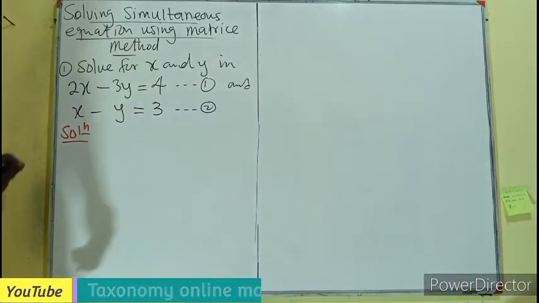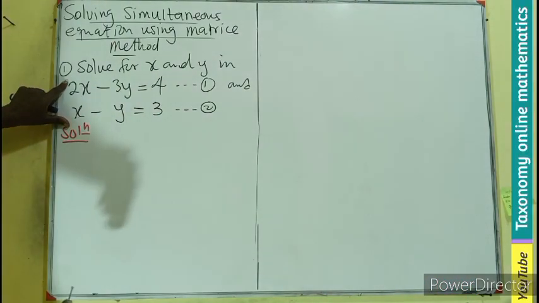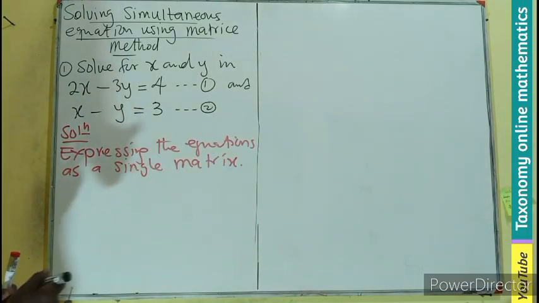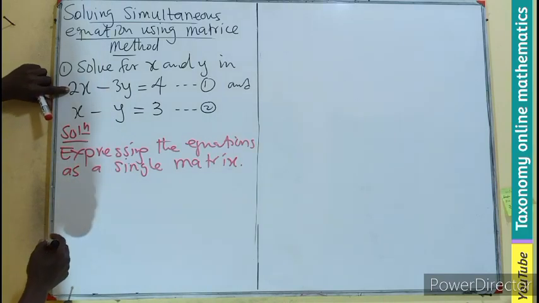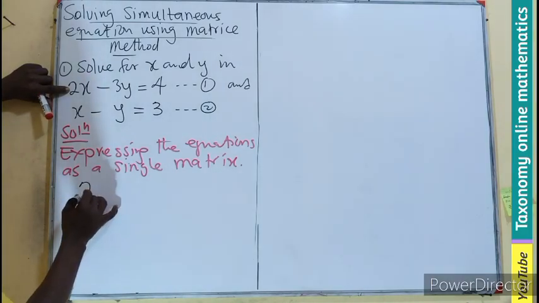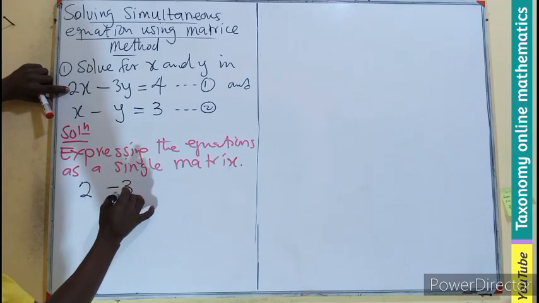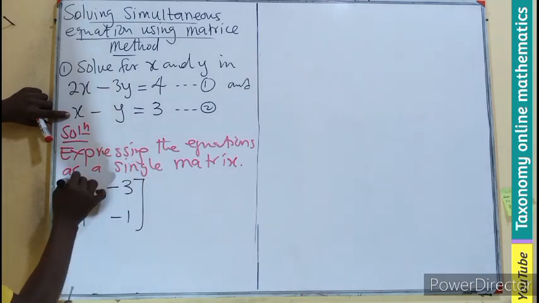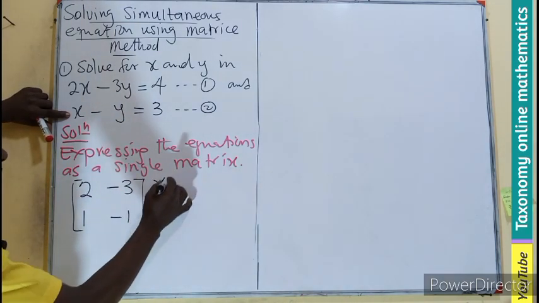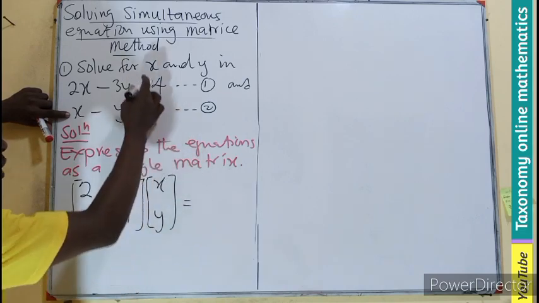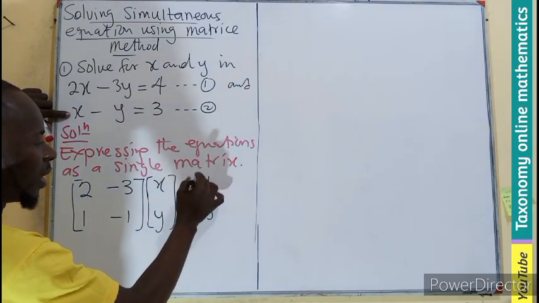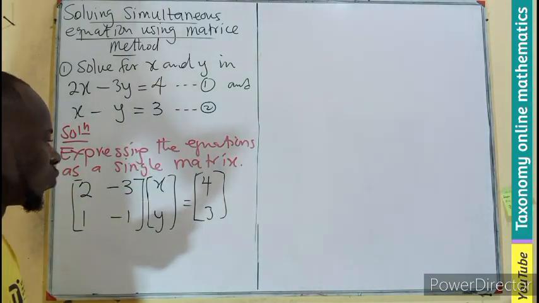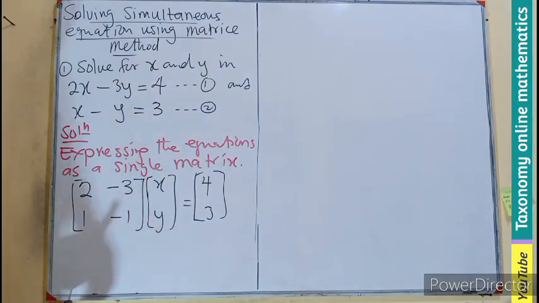we can translate all these to become a single matrix. All right, so how do we do that? We can see that we are picking the coefficients. So this will be 2, this will be minus 3, the coefficients will be 1, minus 1, and that will be multiplied by x, y, and that will be equal to 4 and 3. So you can see we have a 2 by 2 matrix, a 2 by 1, and another 2 by 1. So these are the matrices we are having.